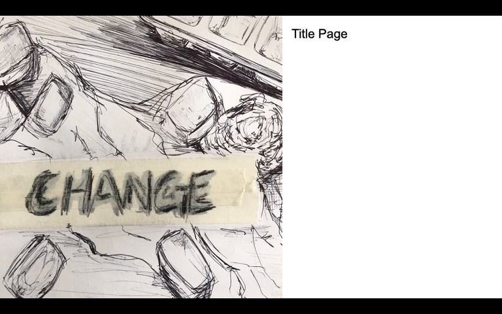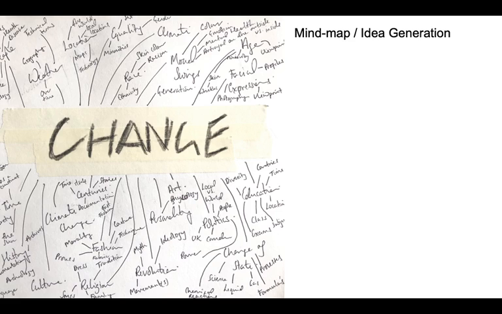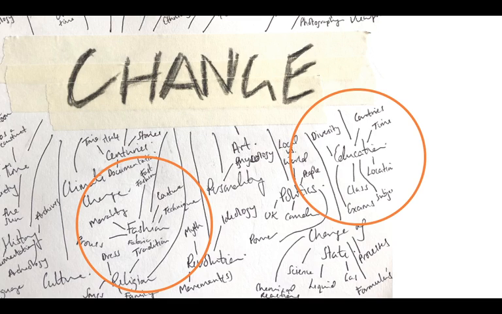What you should have done so far is a title page linking to the theme change. You should have done a mind map or written down some general ideas about the word change. One thing that is really important with regards to getting a higher level is these 2 circles here. So you can see that I've written the word education and that links to change, but then I've expanded on that. So education might link to location, class, exams, subject-specific knowledge, diversity, time.